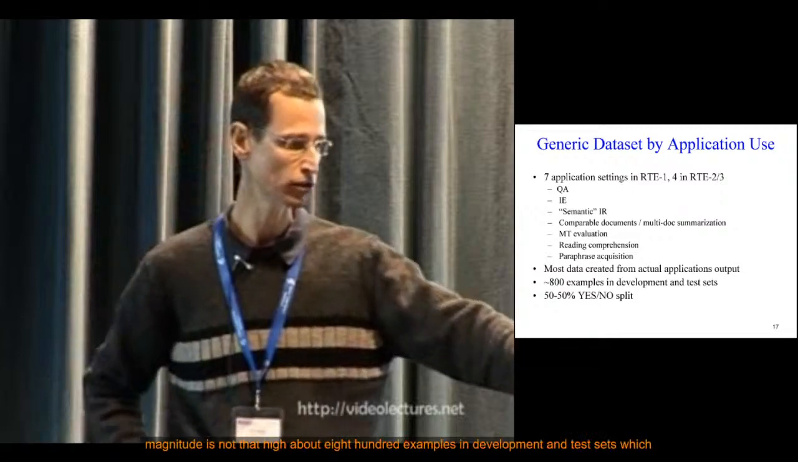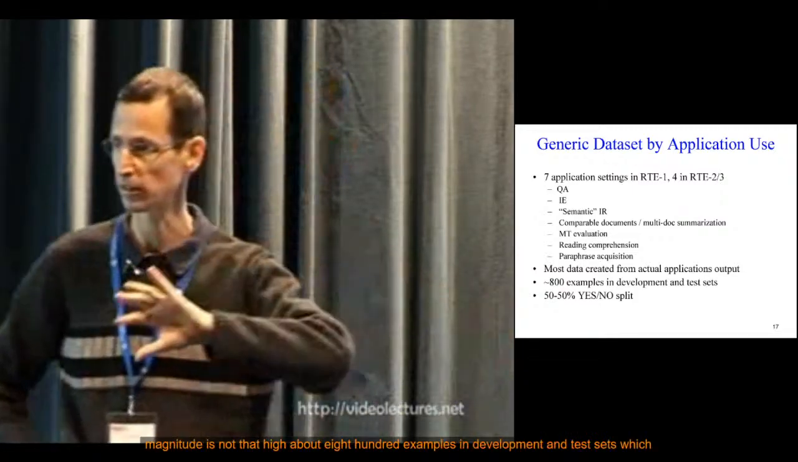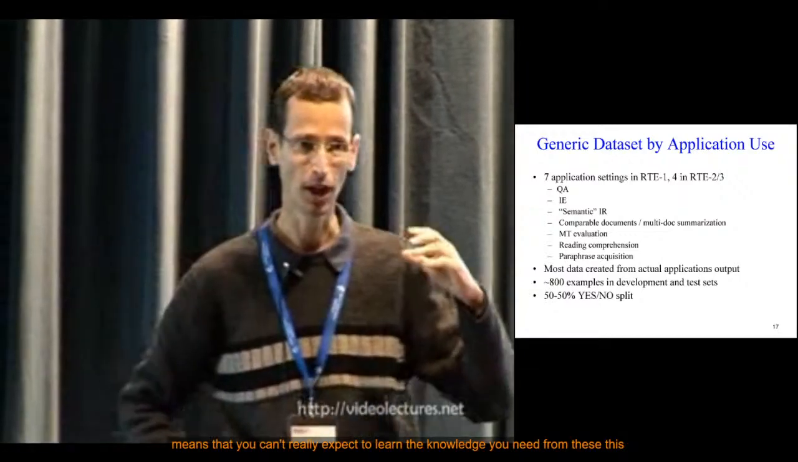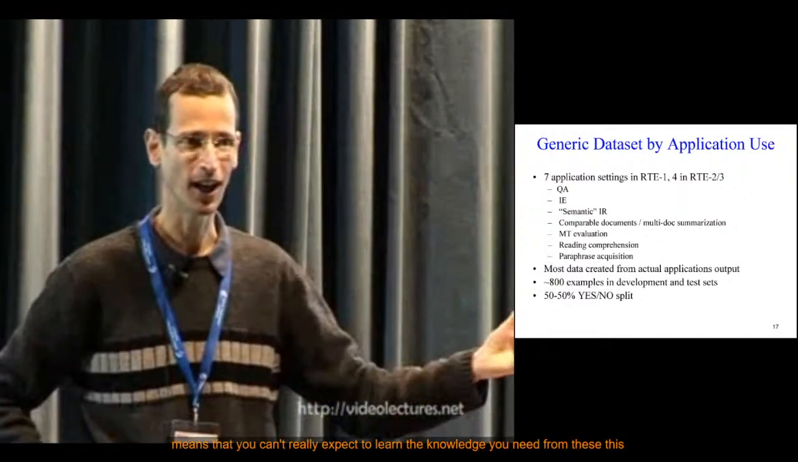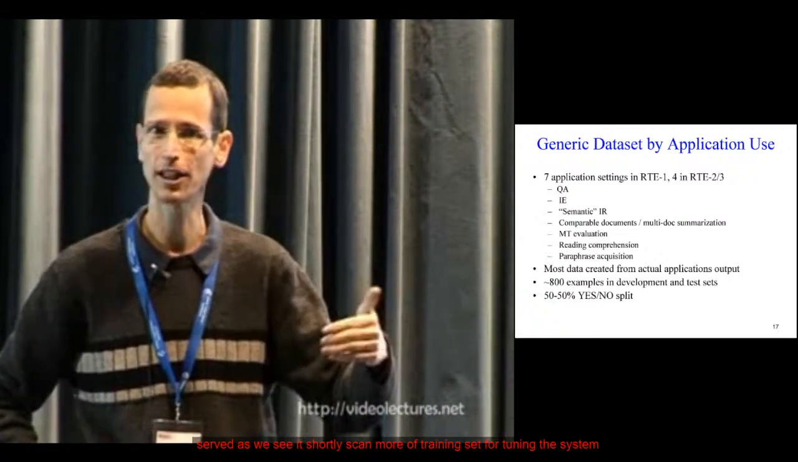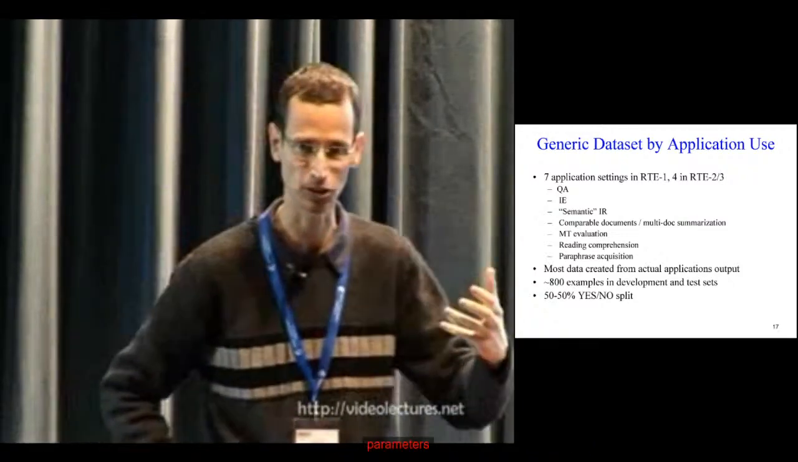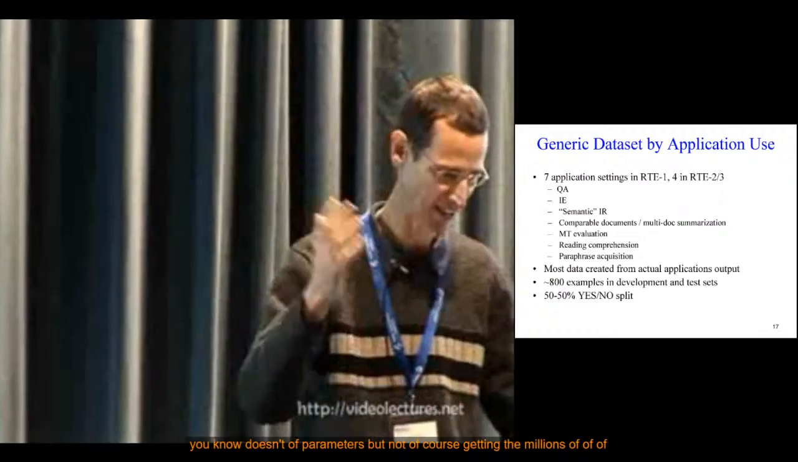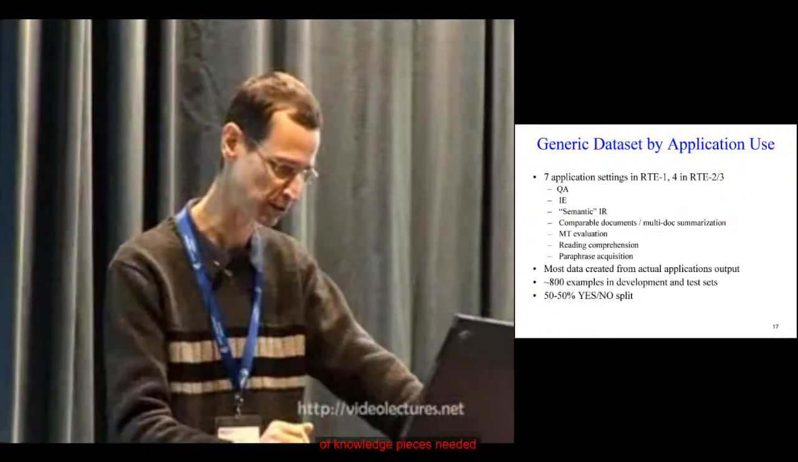As you can see, the magnitude is not that high, about 800 examples in development and test sets, which means that you can't really expect to learn the knowledge you need from this. This served, as we'll see shortly, more as a training set for tuning various system parameters, a dozen parameters, but of course not the millions of knowledge pieces needed.